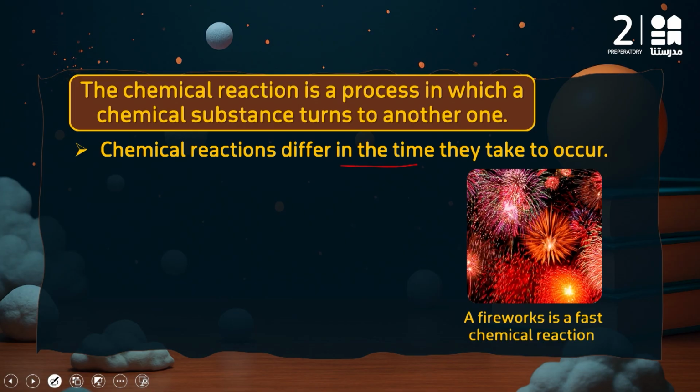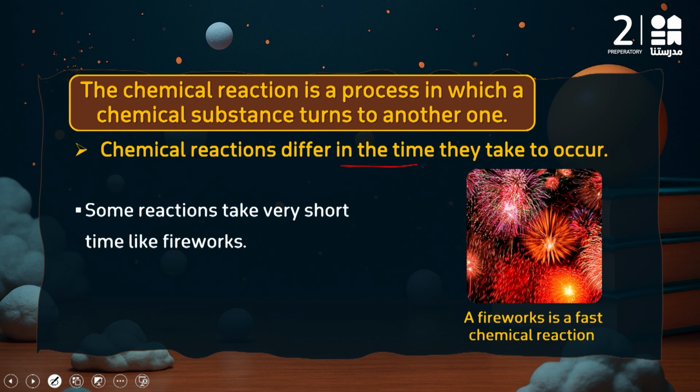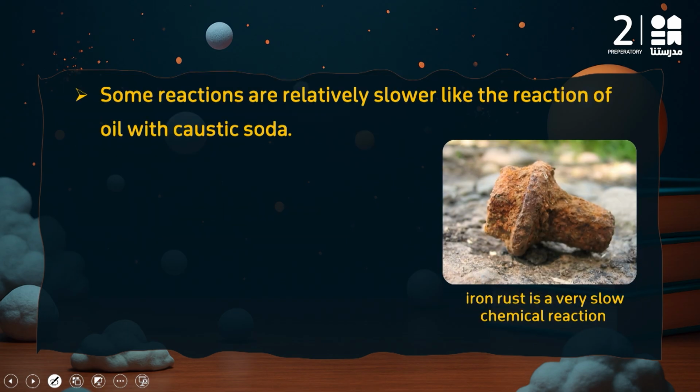Chemical reactions differ in the time that they take to occur. Some reactions take a very short time, seconds, like fireworks. Some reactions are relatively slower, like the reaction of oil and caustic soda. Caustic soda means sodium hydroxide. When oil reacts with caustic soda, which is sodium hydroxide, it forms soap.